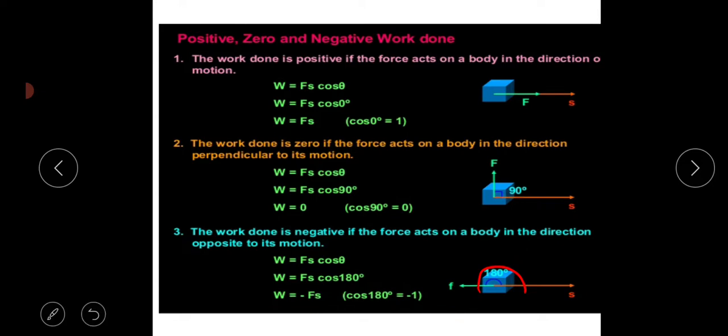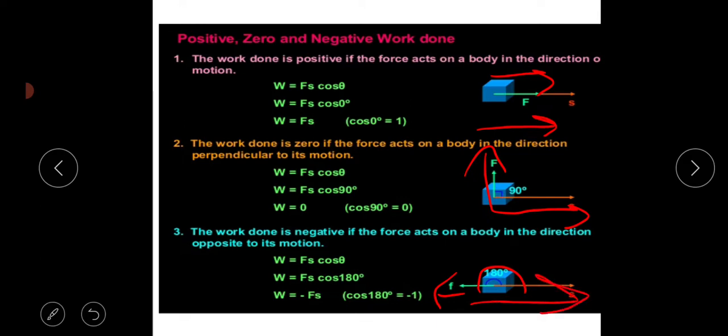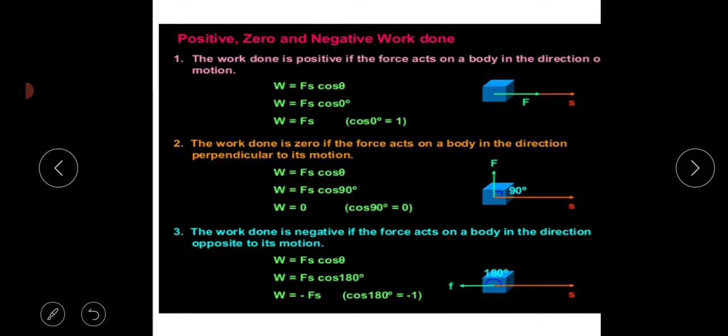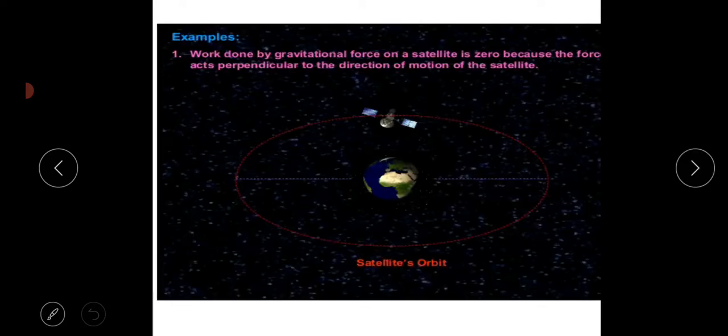So we can say that the work done is positive when the force is acting in the same direction as the motion or displacement. Work done is 0 if force is applied perpendicular to the direction of motion, and work is negative when force is applied in the opposite direction of the motion, right? We can understand them with some more examples.